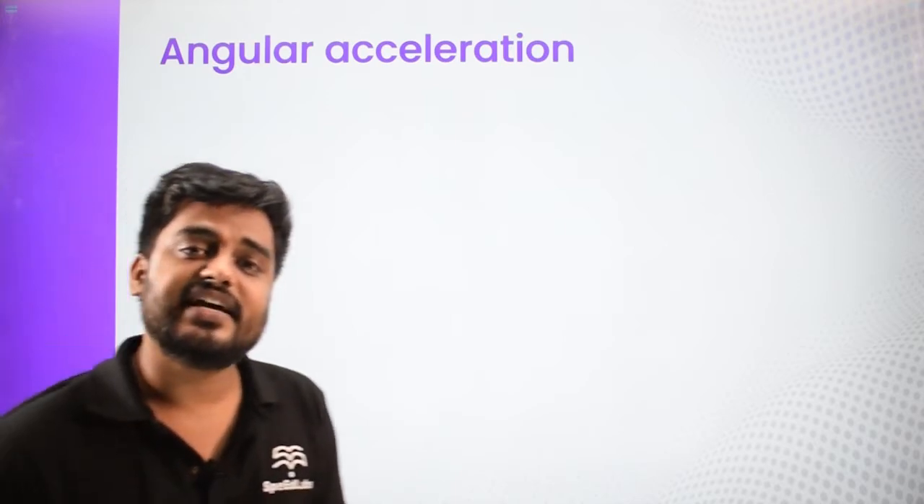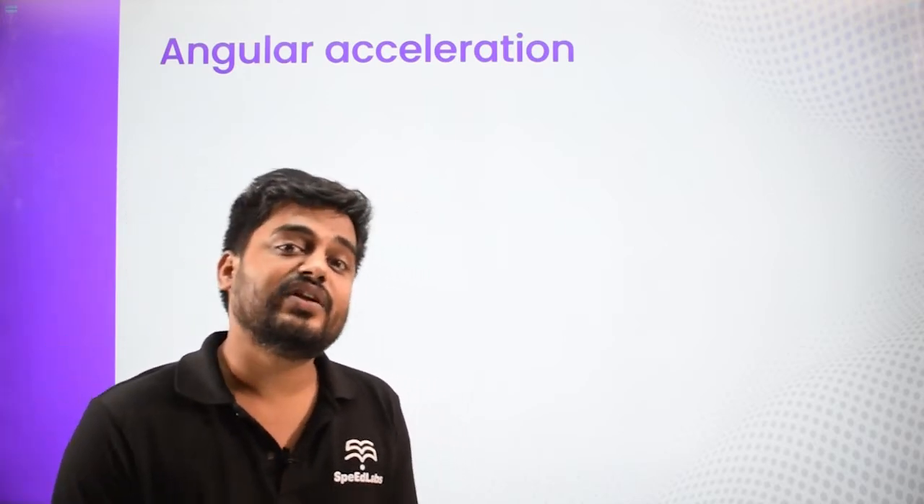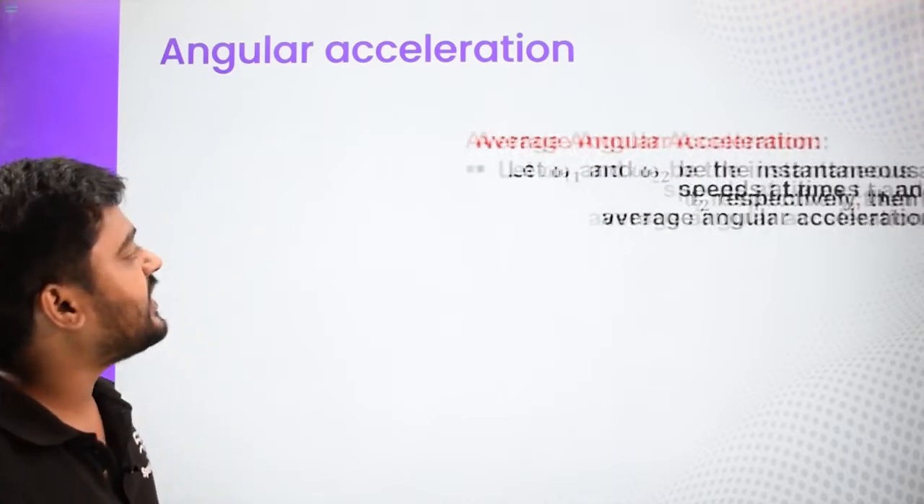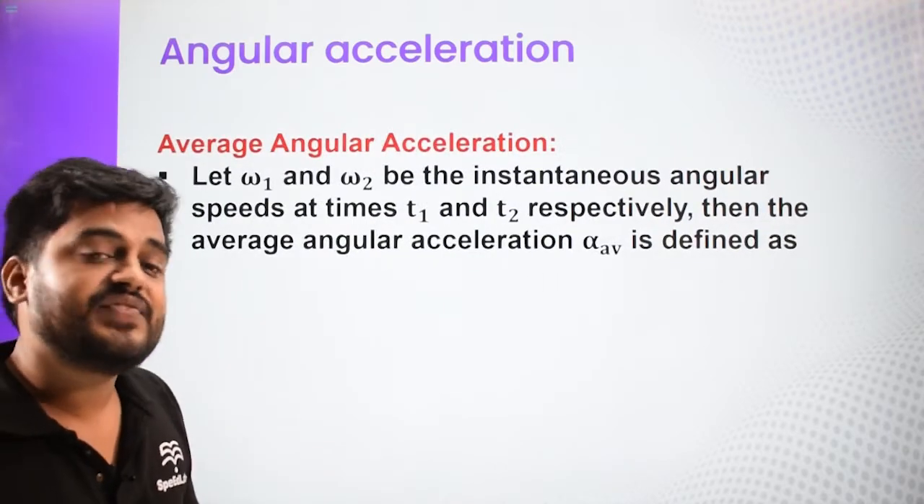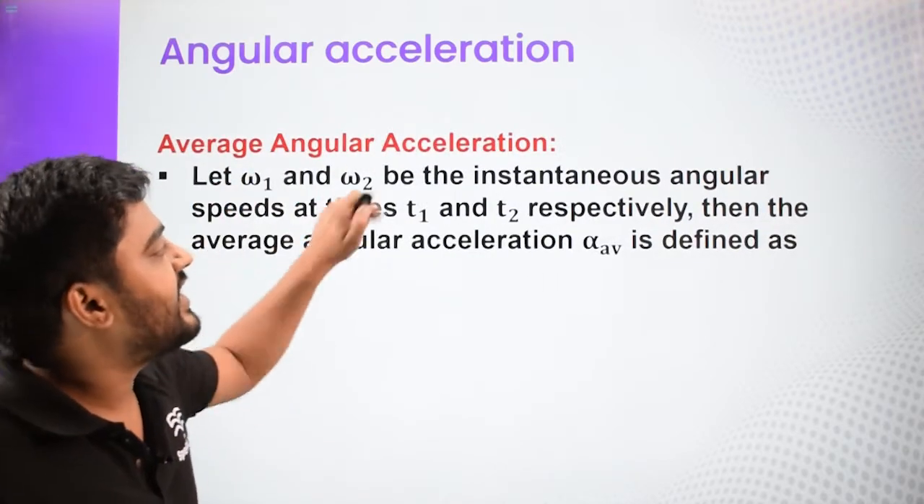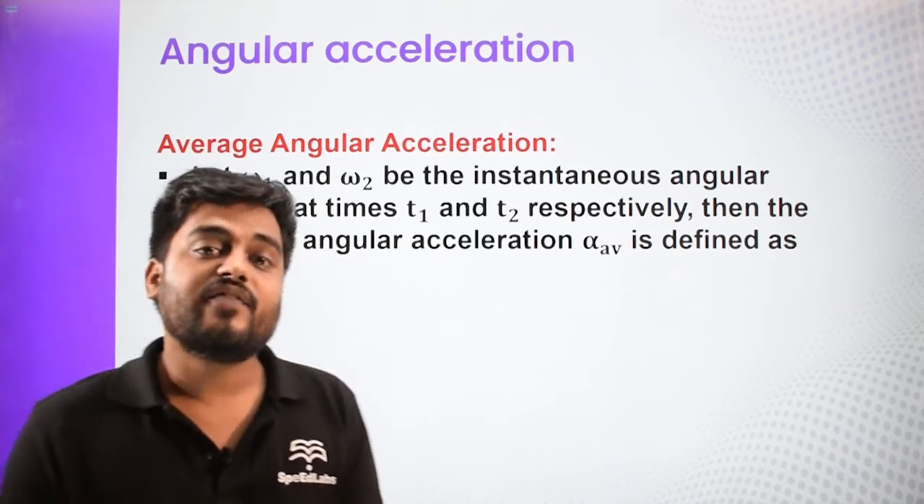Angular acceleration is again the rate of change in angular velocity. So there are two types of angular acceleration as well. First is average angular acceleration. So how do you define average?